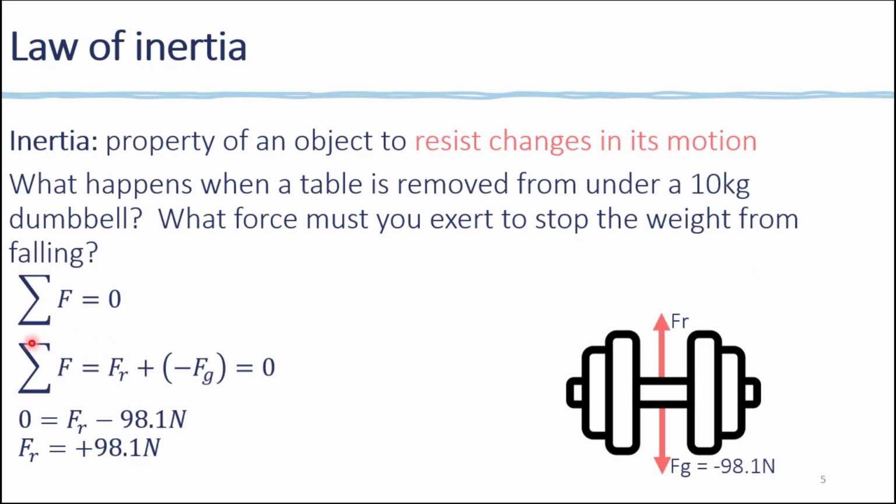So that's what we're seeing here. The net force, or the sum of all the forces, that's the same thing, is equal to zero if an object is at rest. So if we break that down, the sum of the forces in this case is the reaction force from your hand plus the force of gravity, which is in the opposite direction, so a negative sign there. That's all equal to zero, which means if you isolate your reaction force, you would need to apply a force of 98.1 newtons upwards in order for this 10-kilogram dumbbell to remain at rest.